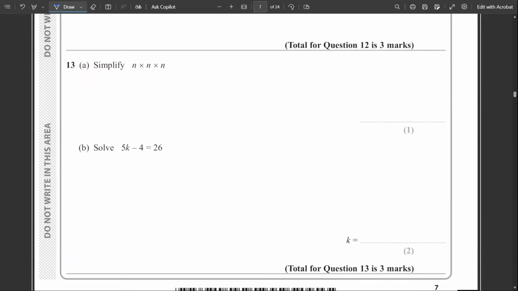Simplify n times n times n. If you're adding them, it would be 3n. Because you're multiplying it, it is n cubed.